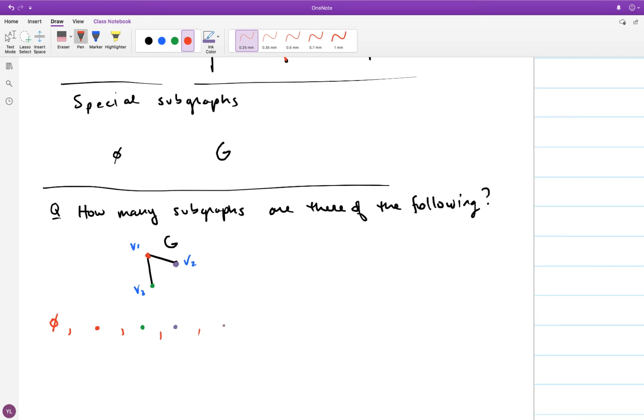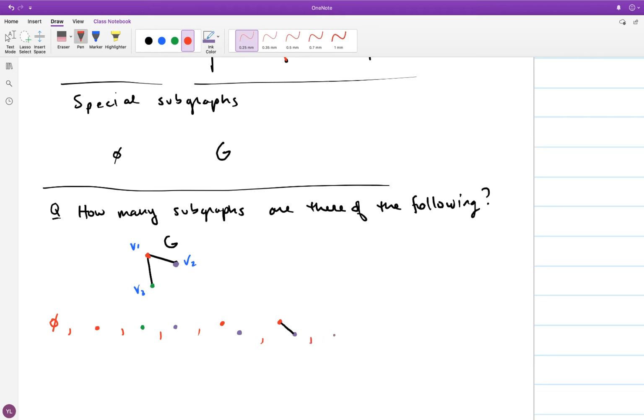So I could have a graph that consists of the vertex V1 and the vertex V2 and does not have an edge in between them. Or I could have the vertex V1 and the vertex V2 with an edge in between them. These are both subgraphs that have the vertices V1 and V2. Yeah? Okay, let's look at the other possibilities.